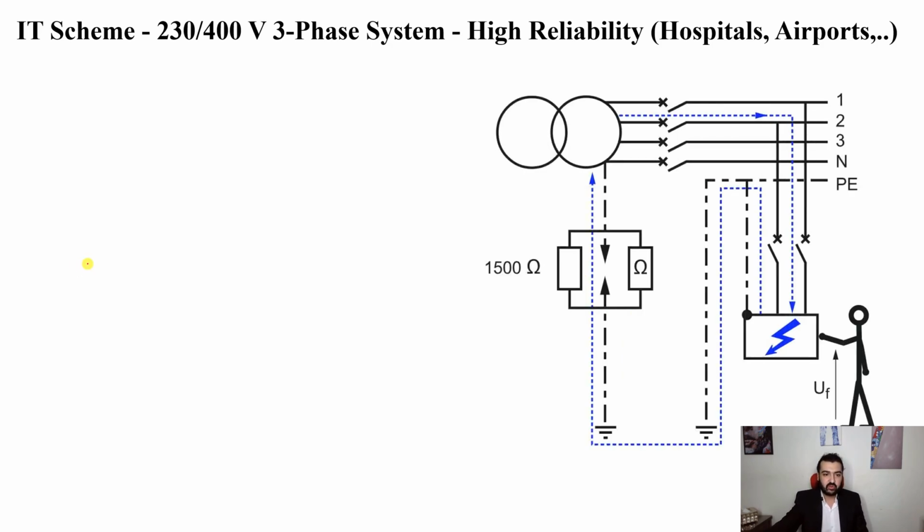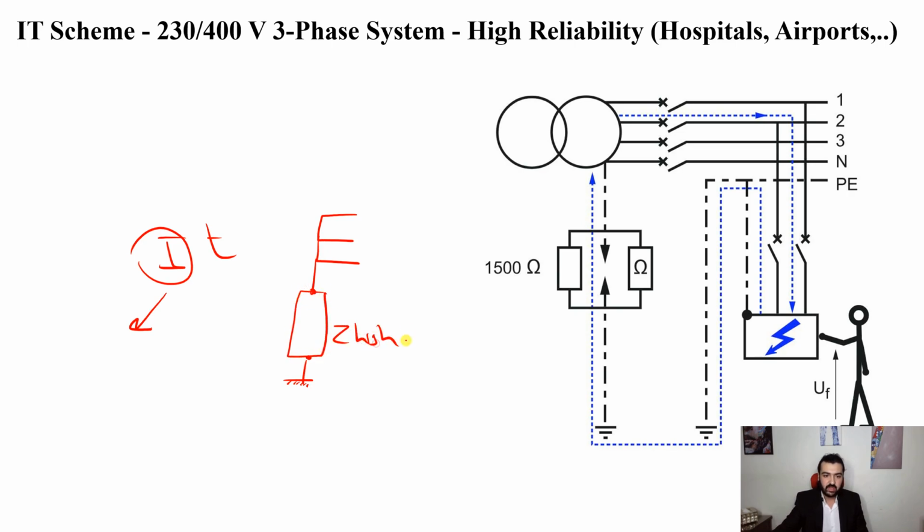If you remember, IT, as we discussed before, I means isolated, my own supply. The neutral of the supply is isolated, either an open circuit like this, not connected to the ground, or connected to the ground via a high impedance. Like in this figure, you can see the three-phase neutral. As you can see, the neutral of the transformer is connected to the ground, or the earthing system, via a high impedance, 1500 ohms.